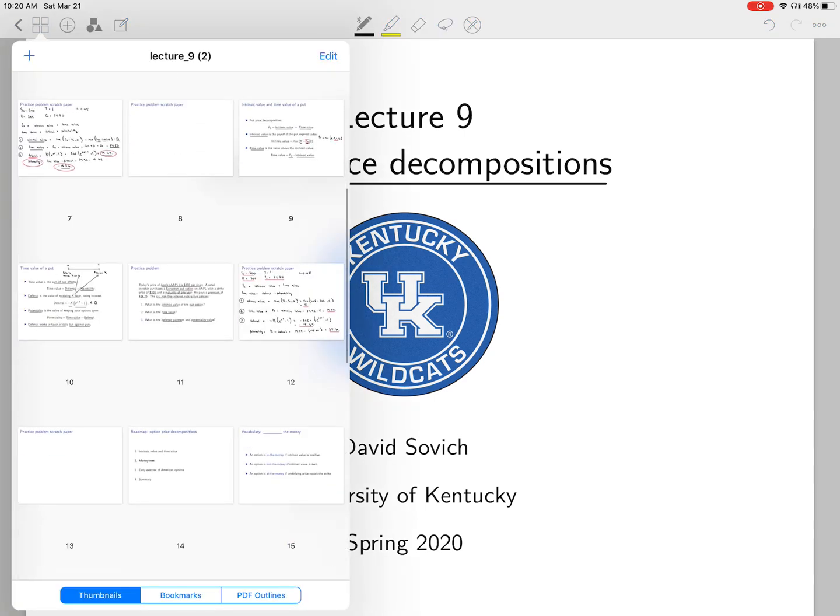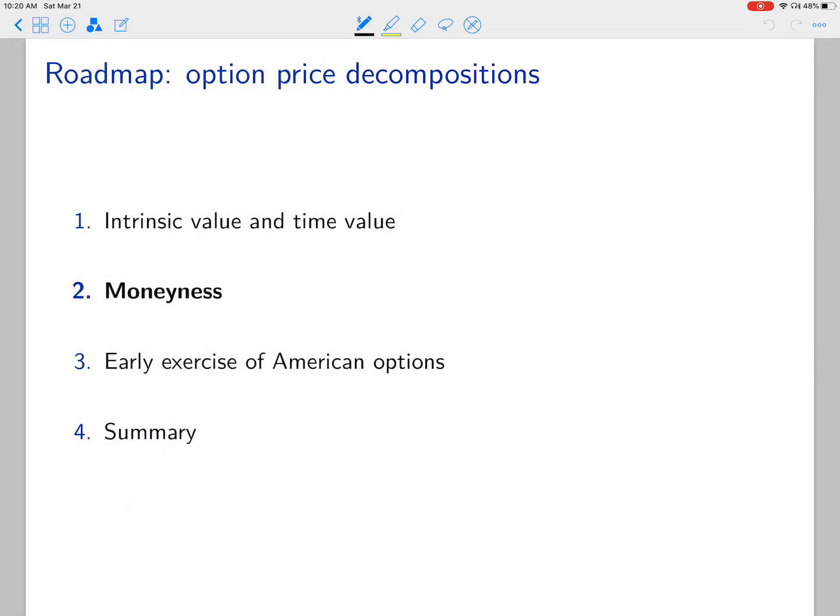So, prior to the break we learned about how to decompose an option price into two components. The first was something called intrinsic value, or the tangible value of the option, and second, the time value, the amount of value attributable to the amount of time remaining on the contract. We then learned how to break time value into two separate components, one which was deferred payment value, or deferral, and the second was potentiality value, or potentiality.